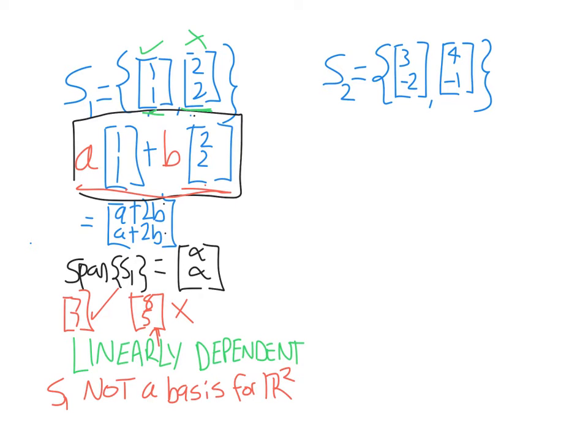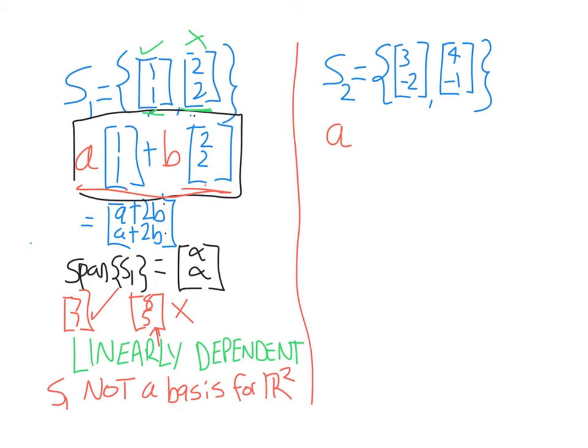So all you need to know now is that a basis for R2 or R3 or R4 or whatever is a set of linearly independent vectors such that every vector from R2, R3, R4 or whatever can be written as a linear combination of the vectors in the basis. Okay, so let's look now at set S2. So a linear combination of the vectors in S2 will look like this.